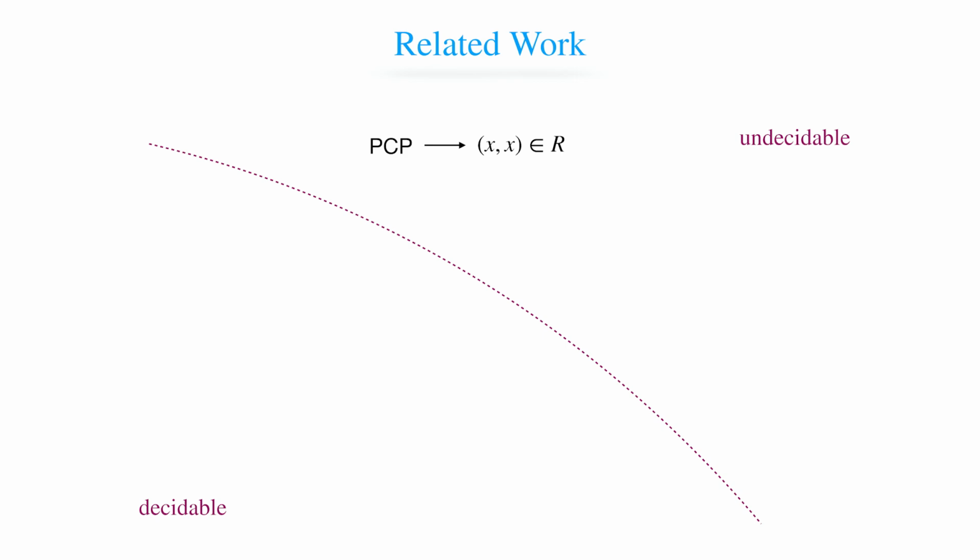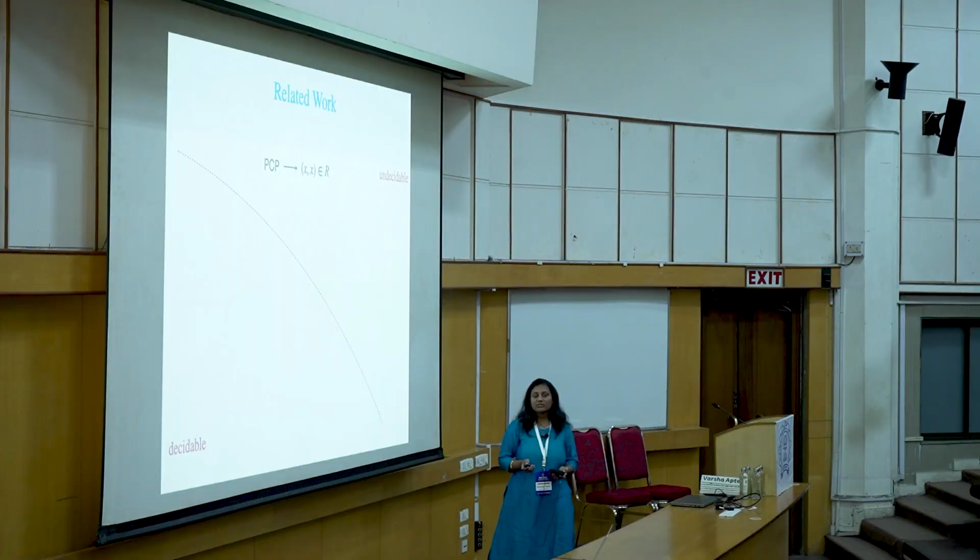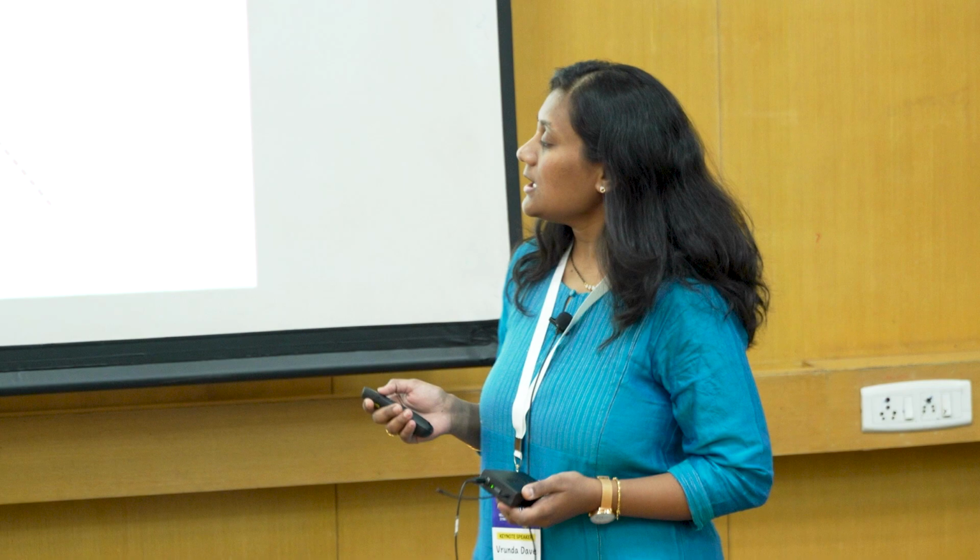Let's see some results, the history of string constraints, what work has been done in this area. The satisfiability problem easily becomes undecidable for general string constraints, because we can encode the famous undecidable problem PCP into the simple string constraint, that is xx belongs to R. So decidability is like, given any string constraint, can we answer whether it has a satisfying assignment or not?